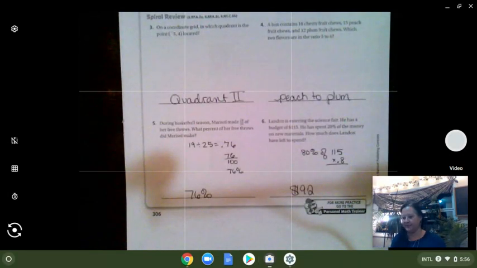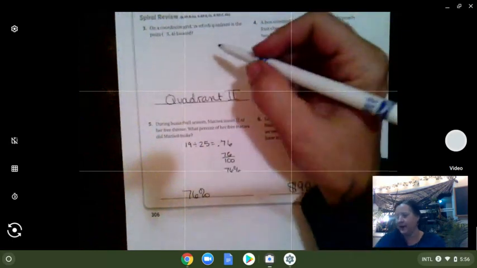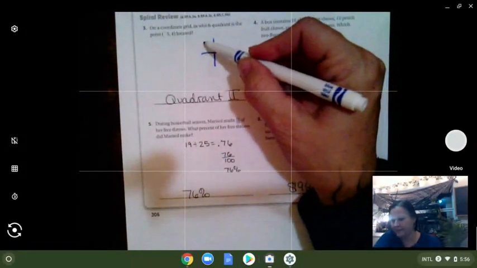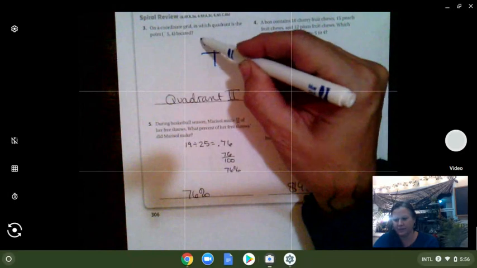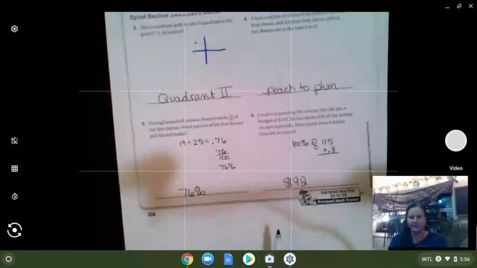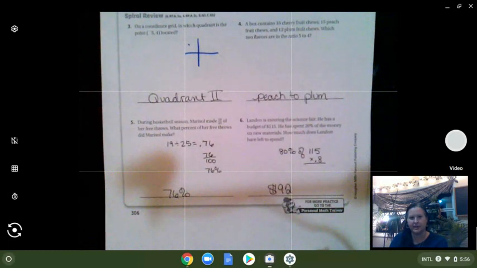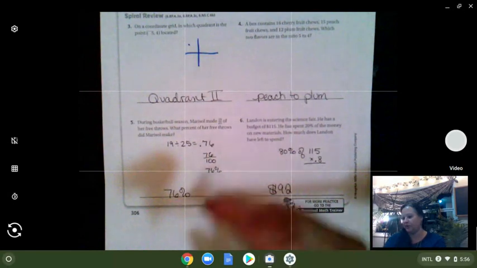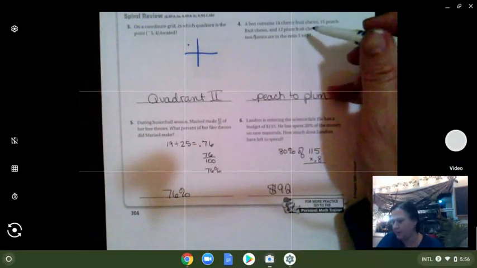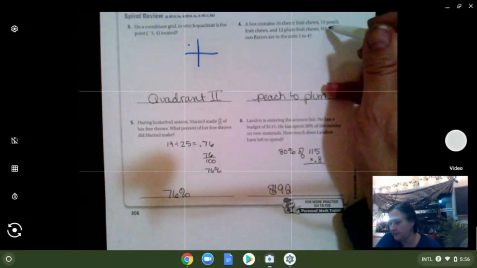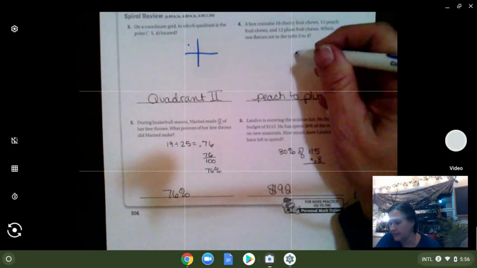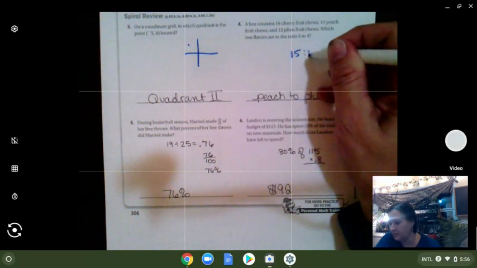All right, so the first one, number 3, if you go negative, positive, you will be right here, and this is quadrant 2. Quadrant 2 for number 3. Number 4, a box contains 16 cherry fruit chews, 15 peach fruit chews, and 12 plum fruit chews. Which two flavors are in the ratio of 5 to 4? So here we have 5 to 4. So I see the 15 and the 12.